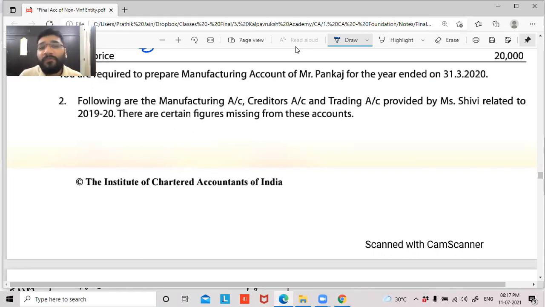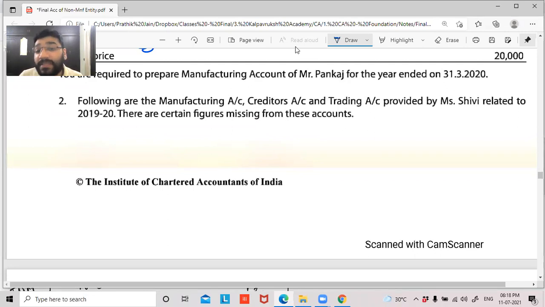It says that the following are the manufacturing account, creditors account, and trading account provided by Mrs. Shivi related to 2019-20. So guys, Shivi has already prepared the manufacturing account, creditors account, and trading account. Everything is done. So they want to play with you. How do they play? In those 3 accounts, whatever they've prepared, they'll erase certain things and give you some additional information. Using that additional information, you have to prepare the missing information, and further using those missing information and further additional information, you have to find out the remaining missing information. Right? So this is the game.